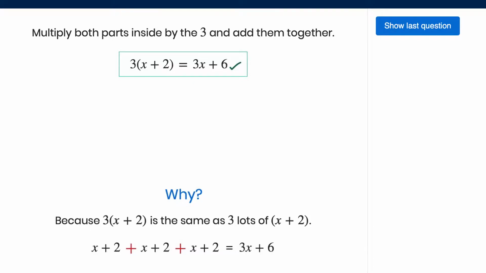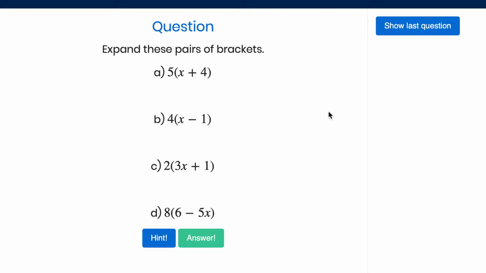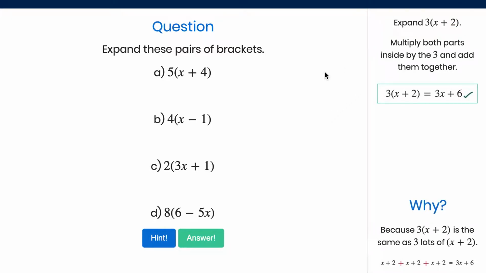Okay, now it is your turn. Here are some more to practice. Follow the method from the last question shown here on the right hand side. Expand these pairs of brackets. Pause the video and have a go. Okay, here are the answers.